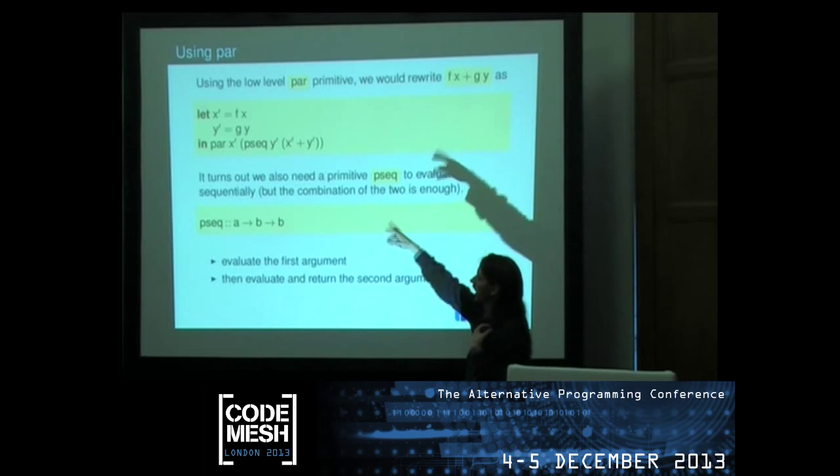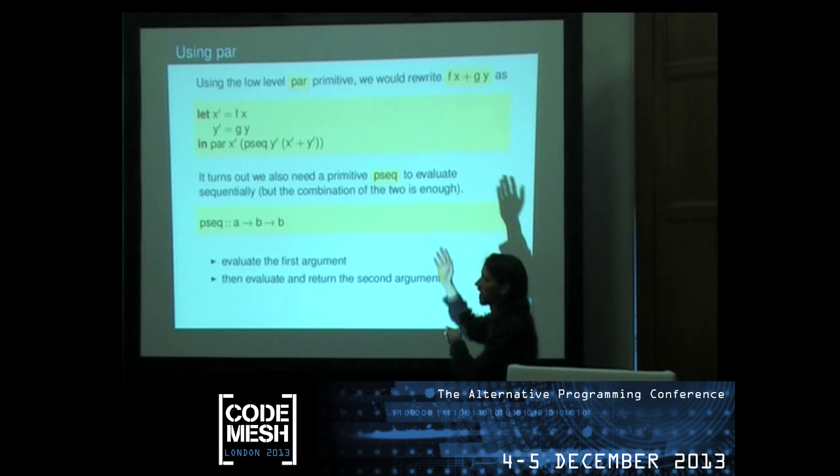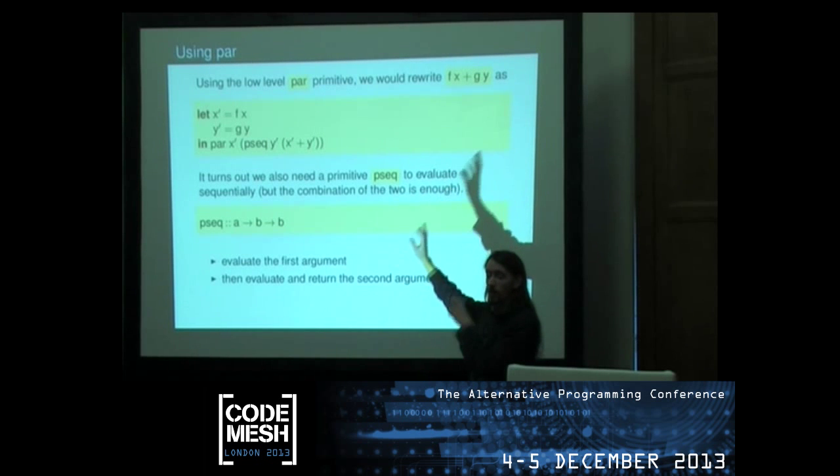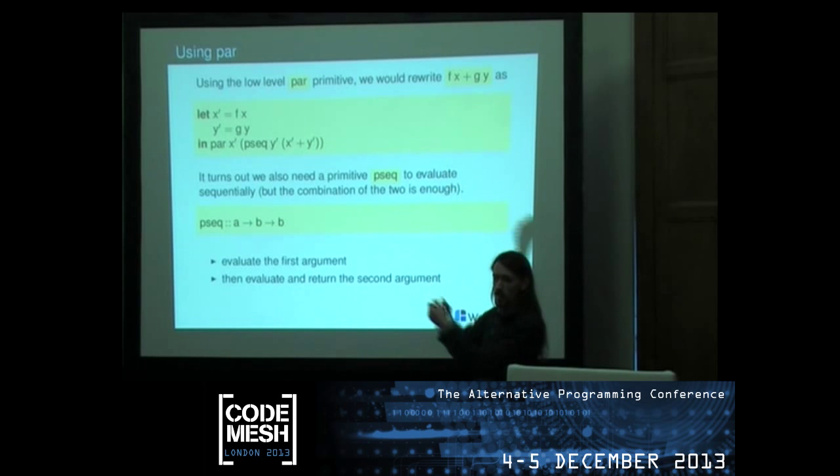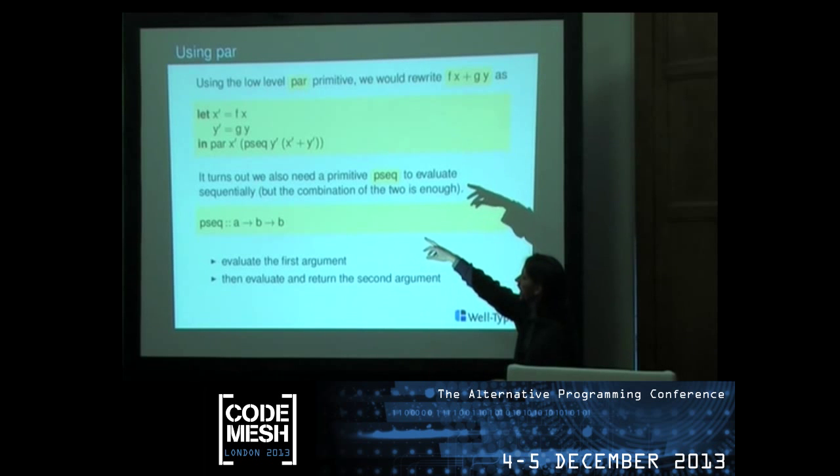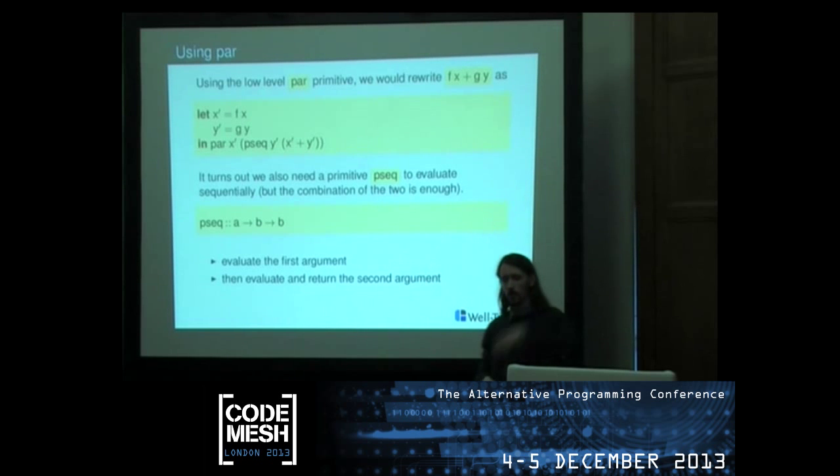Using the par primitive, we bind x prime to the first bit of work, and bind y prime to the second bit of work. Crucially, that doesn't evaluate them yet. That just gives them names so that we can talk about them, but it doesn't strictly evaluate them. That's crucial, because we have to spark off bits of unevaluated work. That's really important. Then we say par x prime, so spark that off, and then start evaluating the next bit.